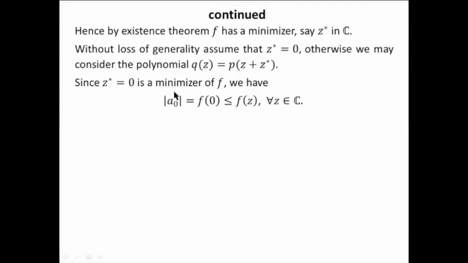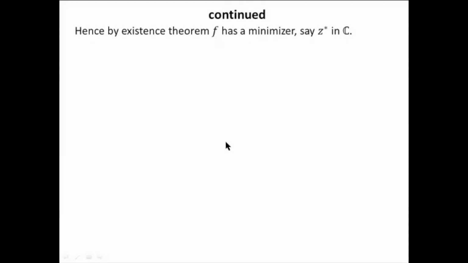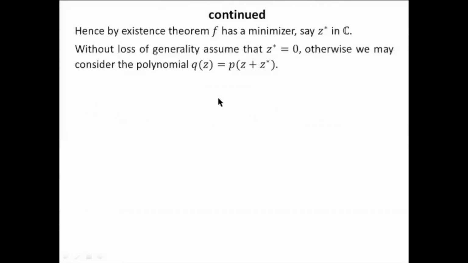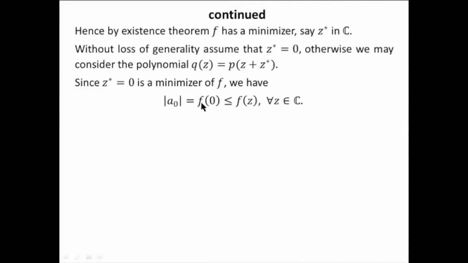Now z star is a minimizer of f. So what do we have? Modulus of a0, which is equal to f0. So what is f0? f0 is modulus of p0. When I put all z equal to 0, it's simply modulus of a0. Modulus of a0, equal to f0, is less than or equal to f(z) for all z belonging to C.